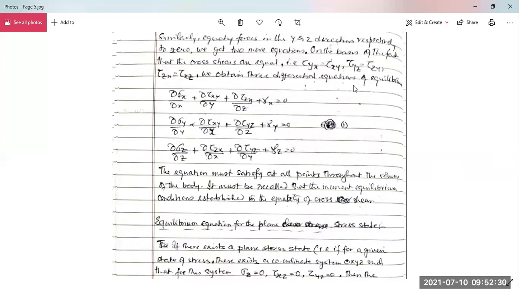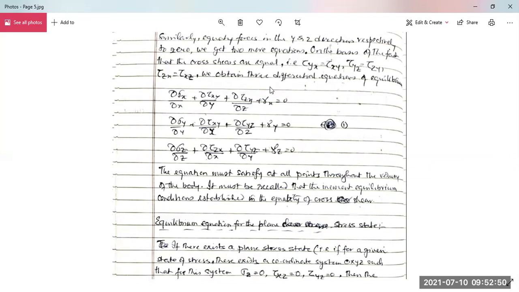Similarly, taking the equilibrium in the y and z directions respectively to 0, we get two more equations. On the basis of moment equilibrium, the cross shears are equal. Cross shears means tau yx is equal to tau xy. Another is tau yz equal to tau zy, and tau zx equal to tau xz.